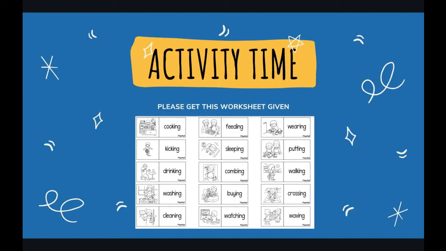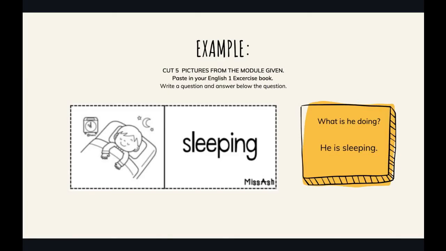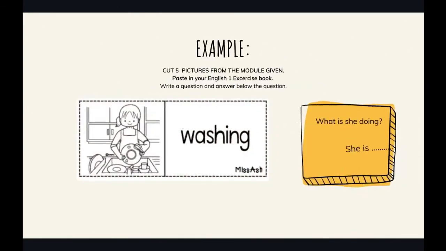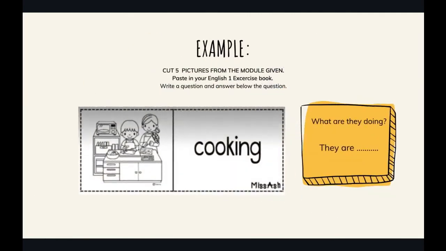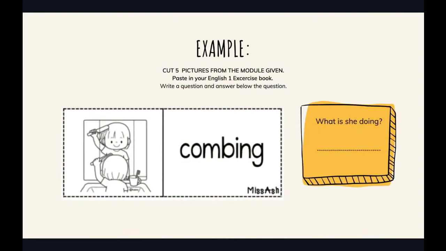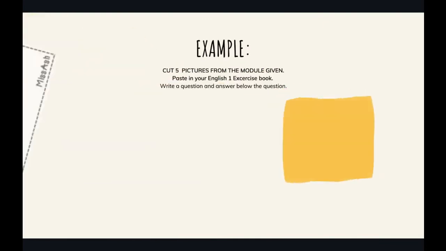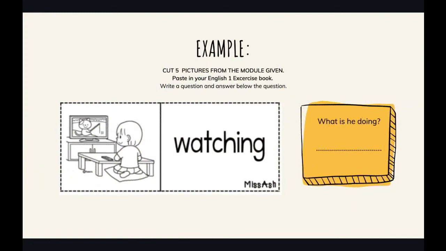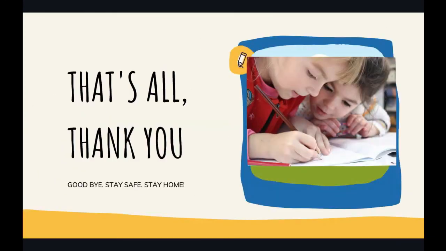Okay, now let's do the activity. Cut 5 pictures from your worksheet and make a question and answer just like this. Okay, such as washing. What is she doing? She is washing. What are they doing? They are cooking. Get your worksheet and cut the pictures. Cut 5 pictures and paste them in your English exercise book, English 1.